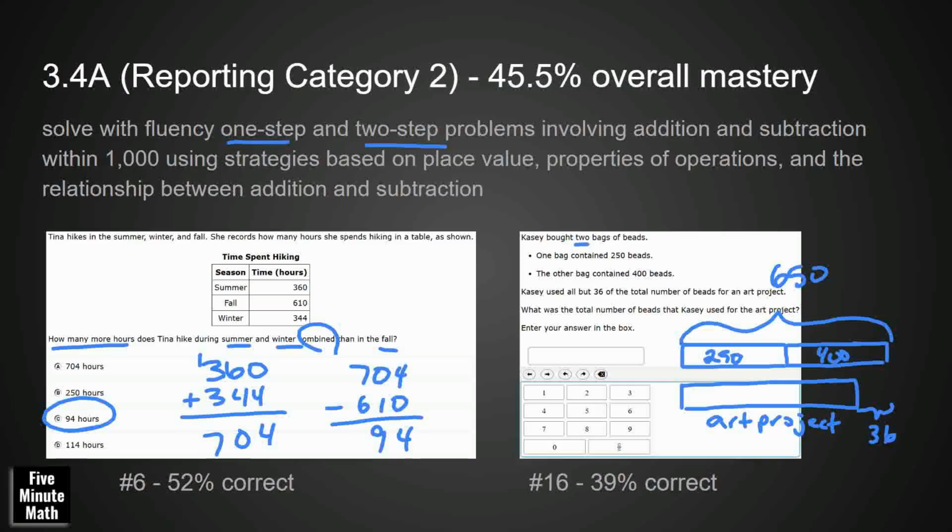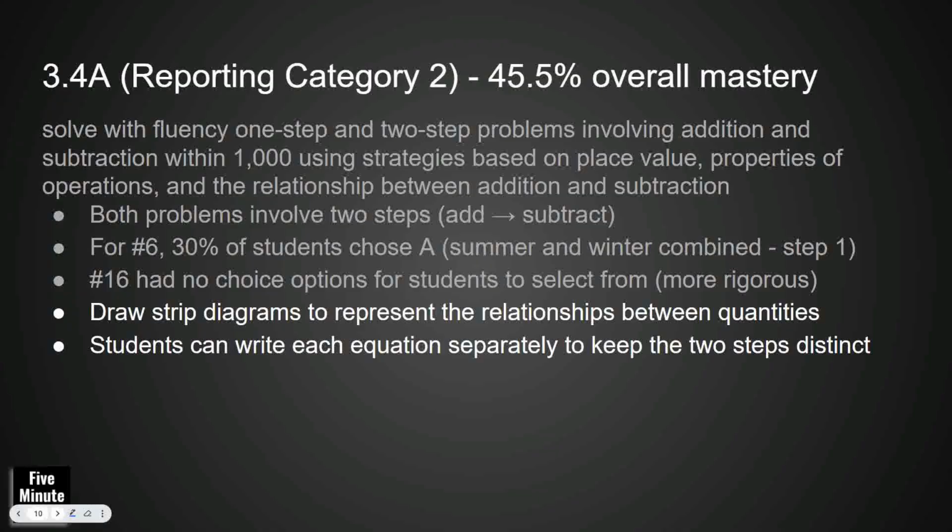So I need to take my 650 and take away the 36 I didn't use, and that's going to give me the total number of beads used. And so let's go ahead and subtract that. That's going to be 614, and we only had 39% of our students able to get this correct. So we have to do the same thing in both different problems, which is very typical. Sometimes you will subtract twice, but most of the time you're going to add and then subtract. So we should be very comfortable with this.